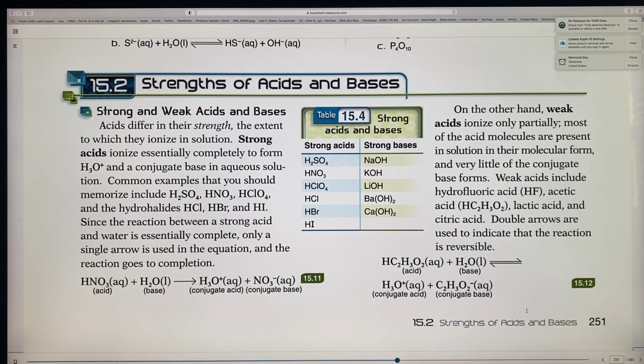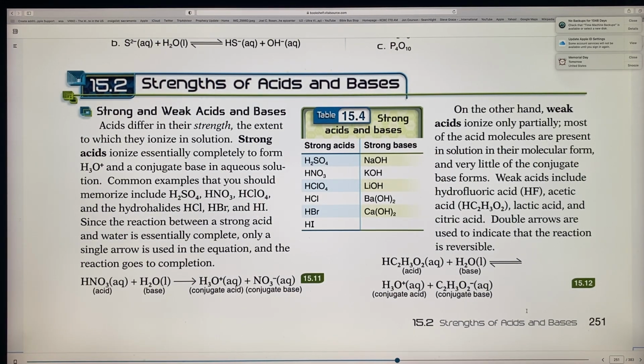So how do we know it's a strong acid? Well, we basically have to look at a table or memorize them. Here you have sulfuric acid, which is a very strong acid. You have nitric acid, and you have hydrogen chloride, hydrochloric acid, and hydrobromic acid. These, combined with hydrogen, are always going to be strong.